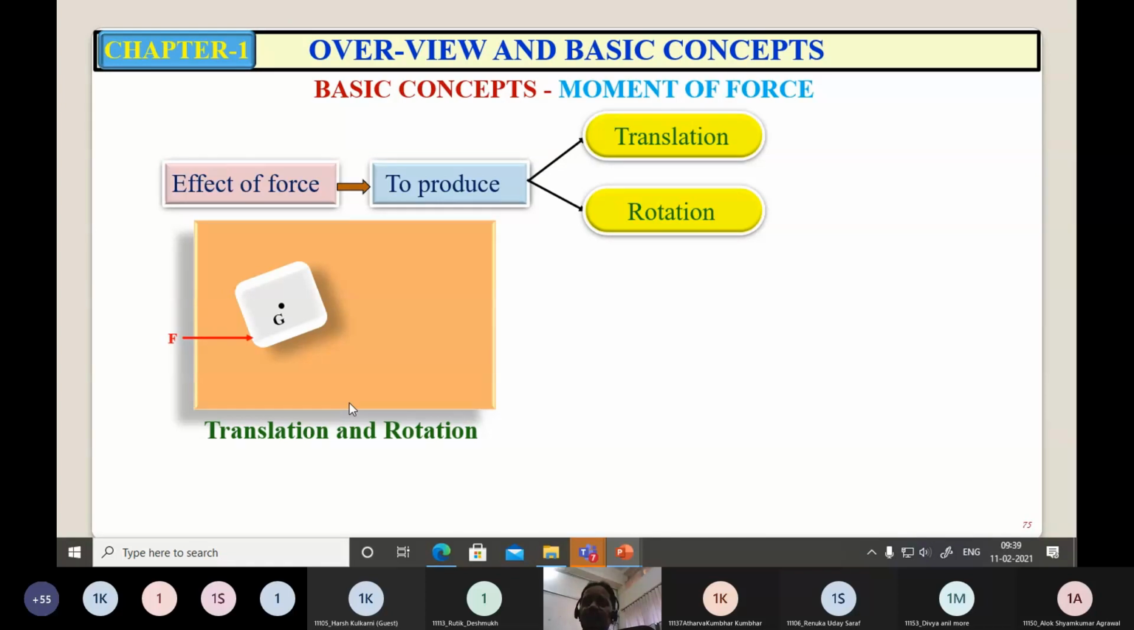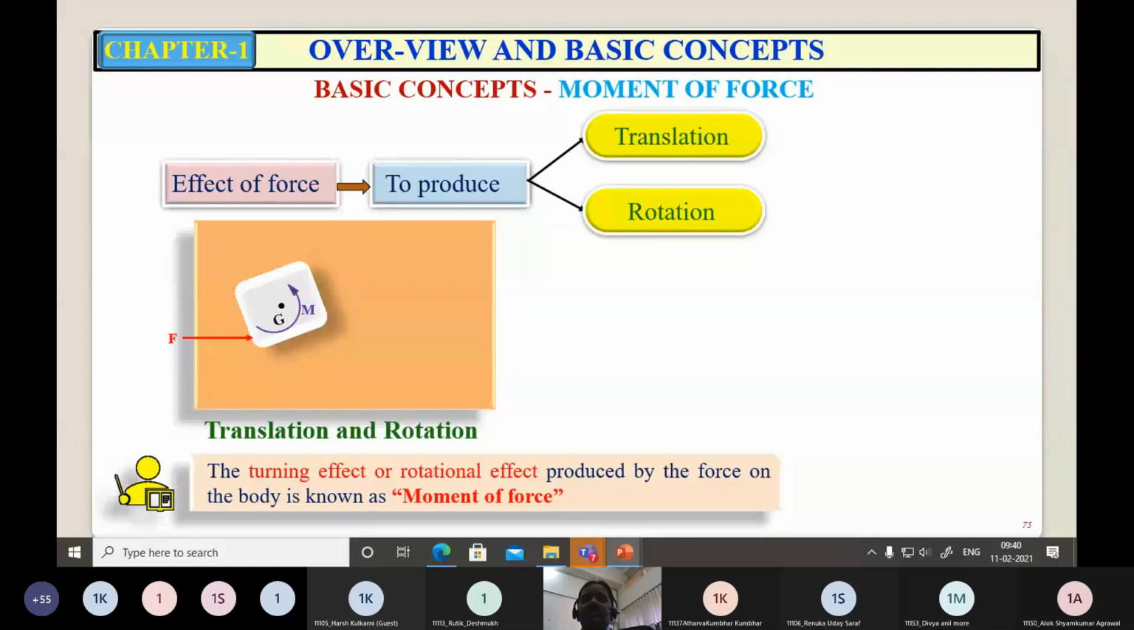So when a body is kept on the surface and you have applied the force, the body may change its position, meaning the position of the center of gravity may change. At the same time, the body tends to rotate about an arbitrary point. The effect of force on the body is twofold, to produce translation and rotation. This rotational effect produced by the force on the body is known as moment of force. The turning effect or rotational effect produced by the force on the body is known as moment of force. Understood? Sir, yes. So it should be only rotational effect and not rotational and translational, right?